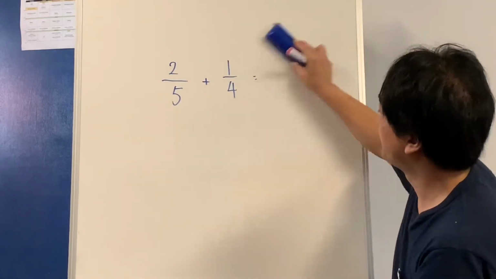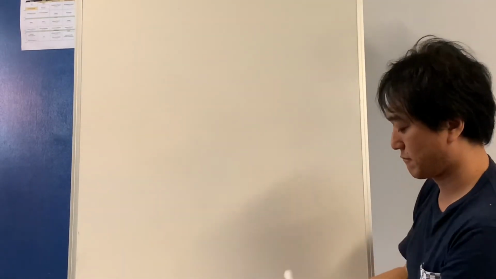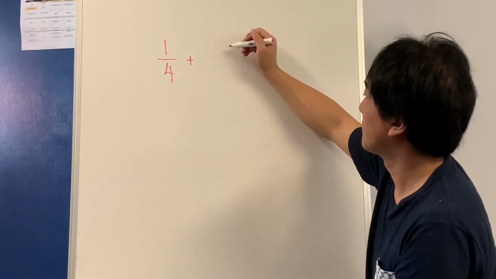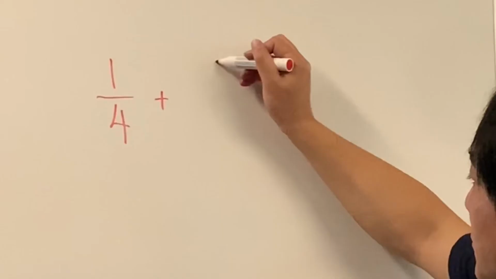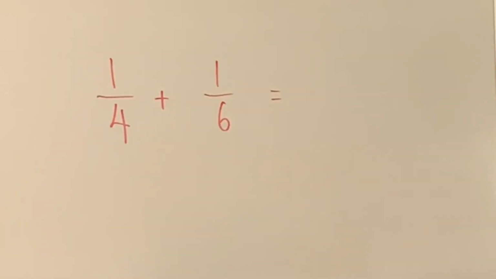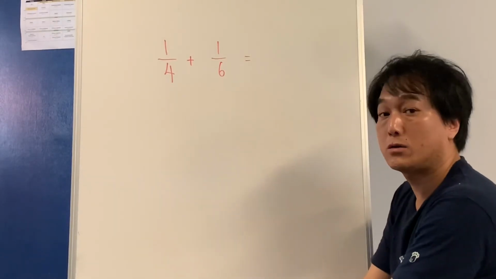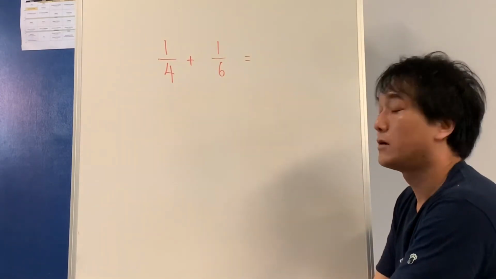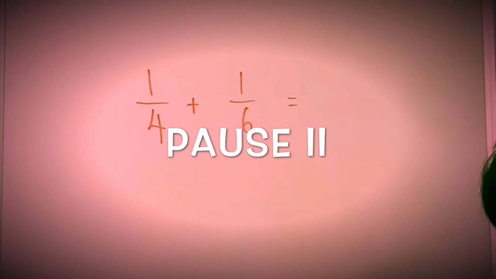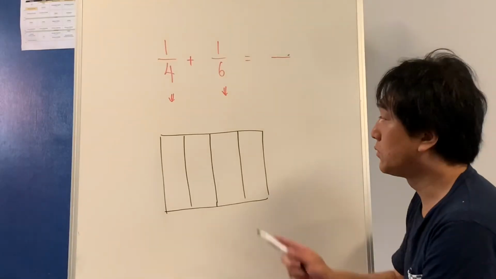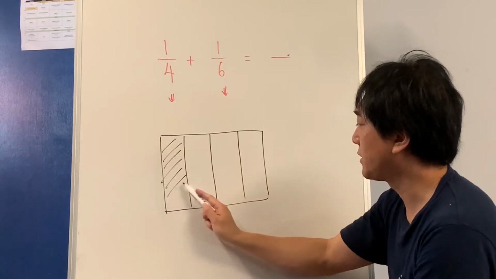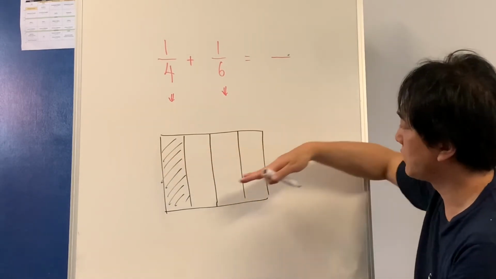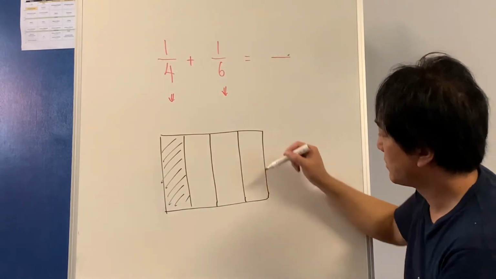Last challenge. So the last challenge is 1/4 plus 1/6. Let's try. Let's pause the video. So 1/4 of a cake is here. Now I have to cut this into 6 rows this way. Well, let's do it.